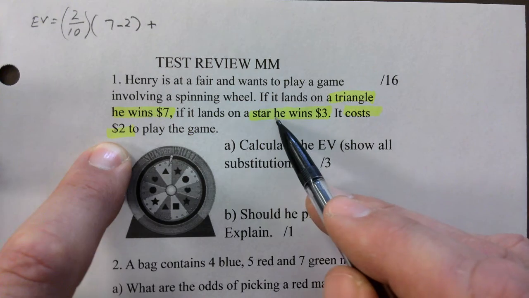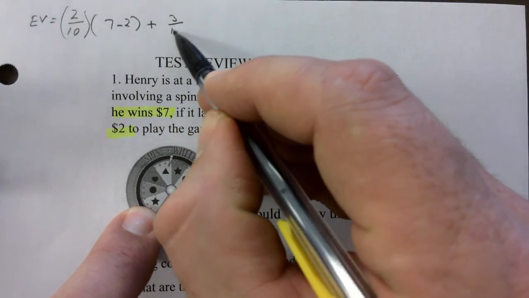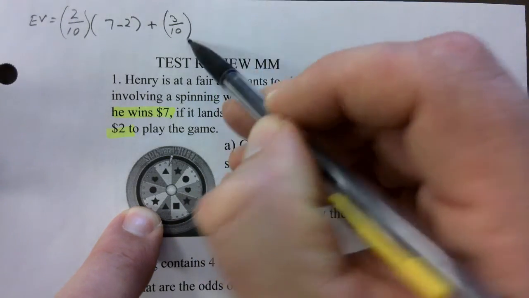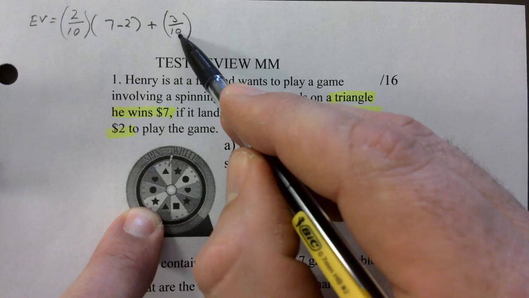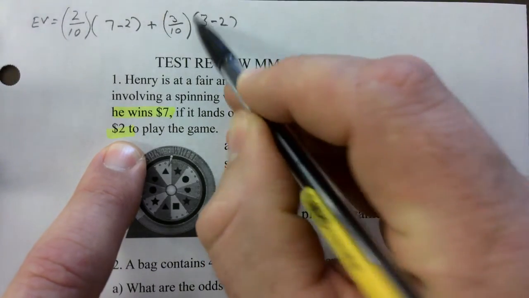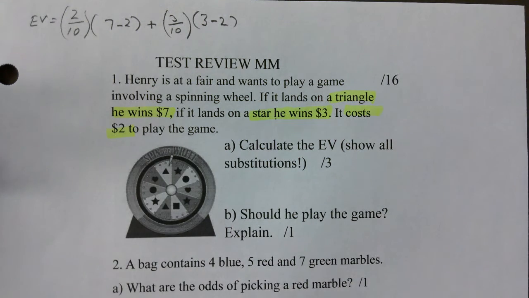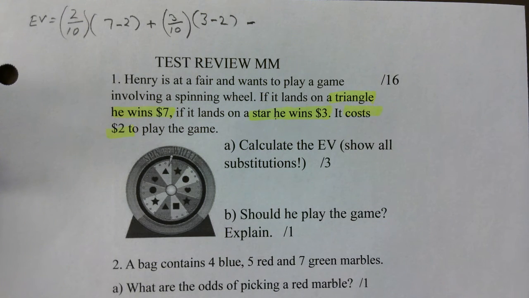So that one is if you land on a star. So there are 3 stars, right? So 3 out of 10. Don't worry about reducing in this one. Don't do that. 3 out of 10, and you win $3, but you paid $2, so that'll just be $1 gain, really. And you must have this at the end. After you've exhausted all the options of winning, there has to be a minus there.